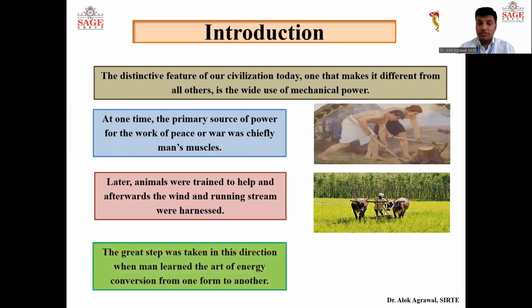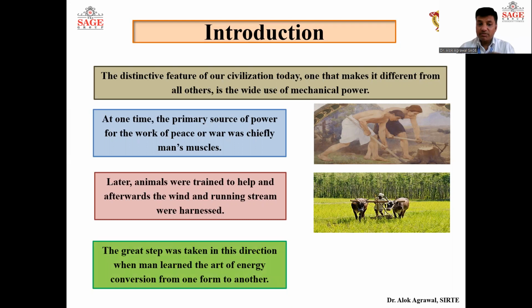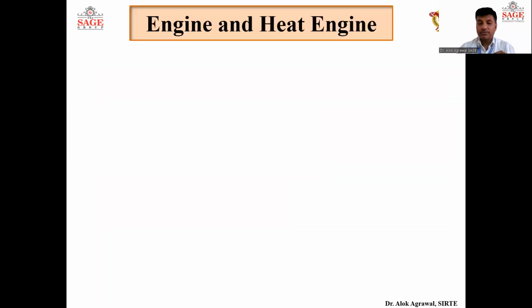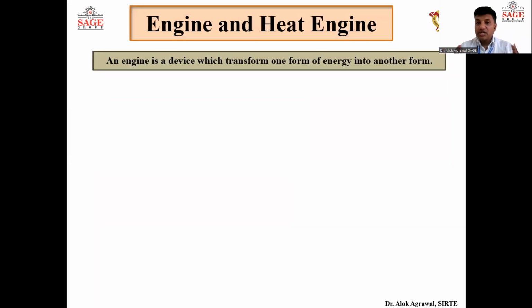And then the revolution came. The great step was taken when we were able to convert energy from one form to another. At that time, we became able to utilize all types of energy for our own purpose. So this is the main step that has been taken in our civilization. Now, the engine is part of that civilization. What is an engine? An engine is a device which transforms one form of energy into another form.